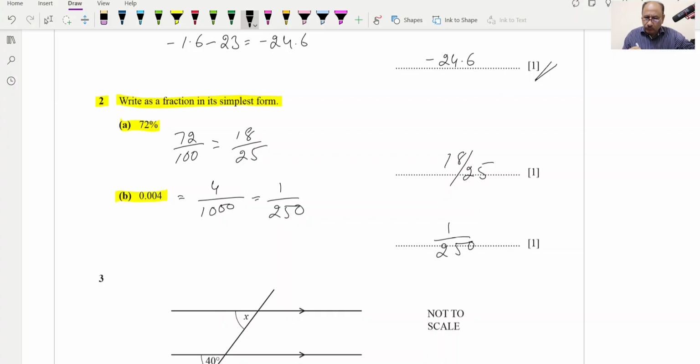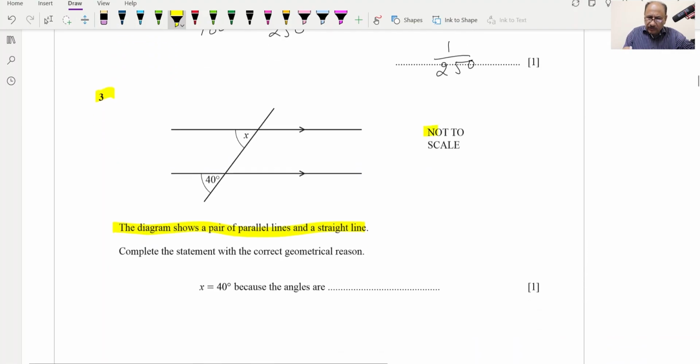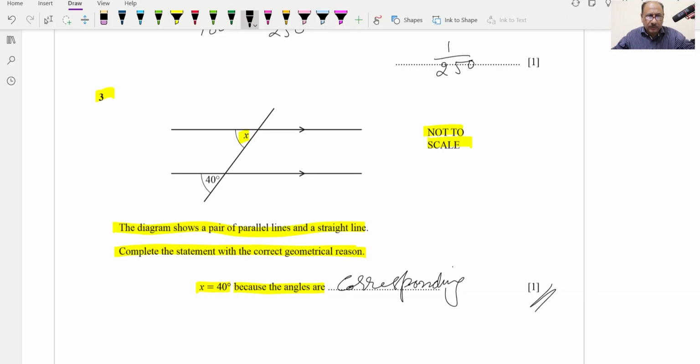Question number 3 is, the diagram shows a pair of parallel lines and a straight line. Diagram is not to scale. Complete the statement with the correct geometrical reason. x is equal to 40. This one is 40 because the angles are corresponding. So we will be mentioning here corresponding angles, 1 mark part.